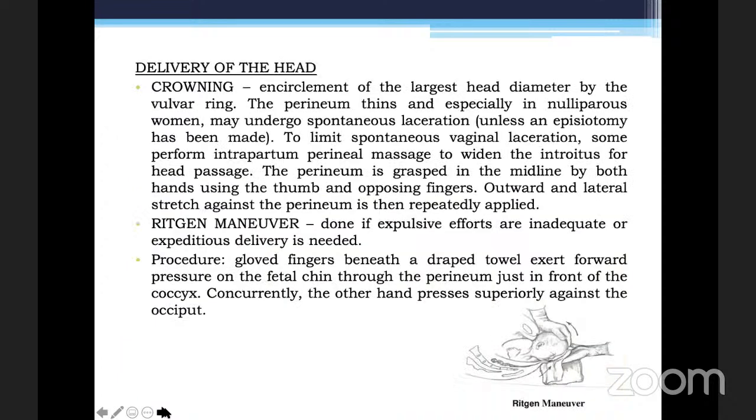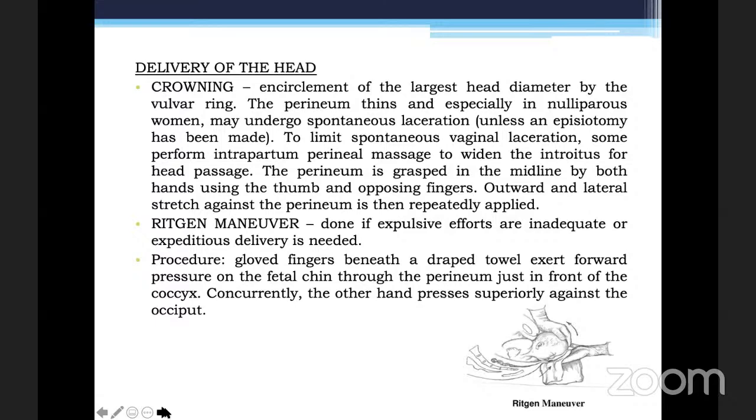Delivery of the head. Crowning. Encircling the largest head diameter by the vulval ring, the perineum thins, especially in nulliparous women, and may undergo spontaneous lacerations unless an episiotomy has been made. To limit spontaneous vaginal lacerations, some perform intrapartum perineal massage to widen the introitus for head passage. The perineum is grasped in the midline with both hands using the thumb and opposing fingers. Outward and lateral stretch against the perineum is then repeatedly applied.